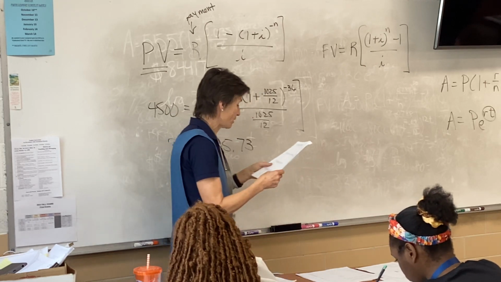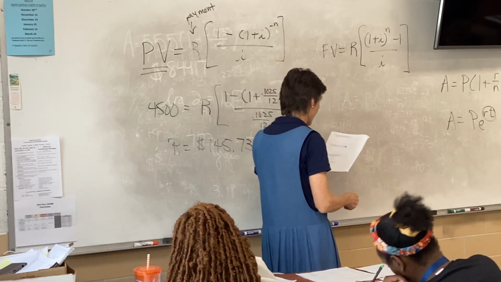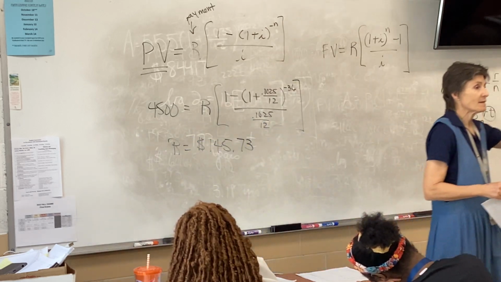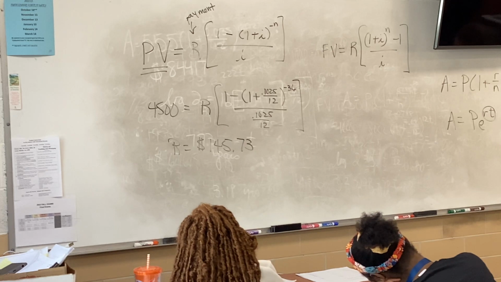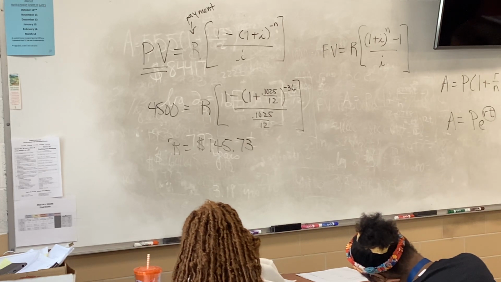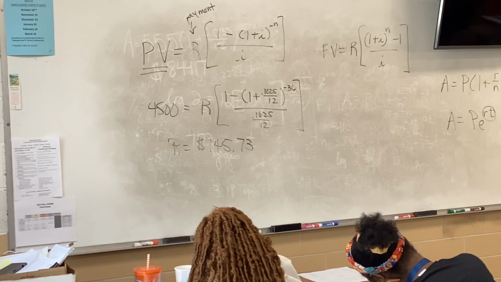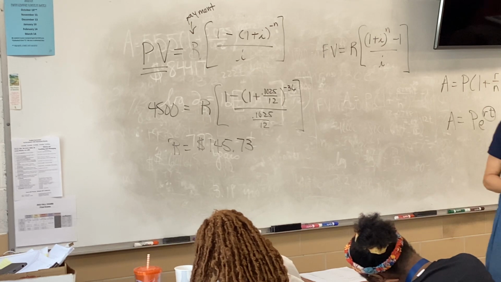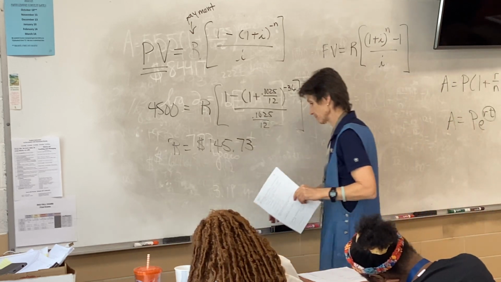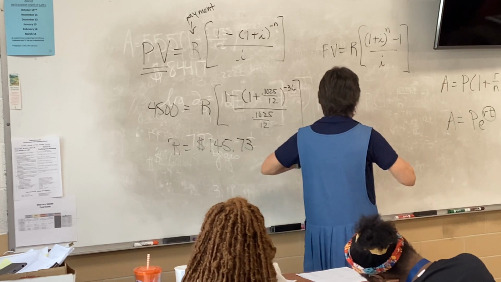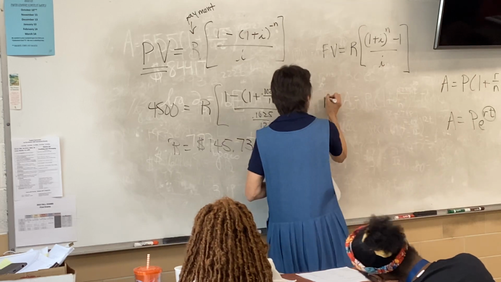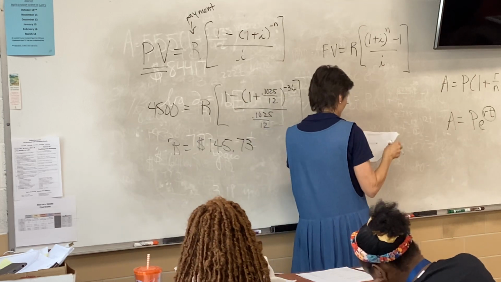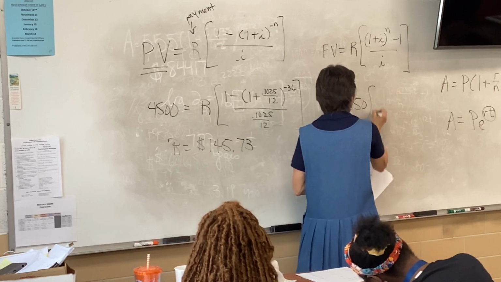All right, 2 more, here we go. Amy contributes $50 per month. Payments? What's the value of Amy's investment after 25 years? This is FV. We're saving for the future, and we want to know what it is. Her payments are $50 a month.